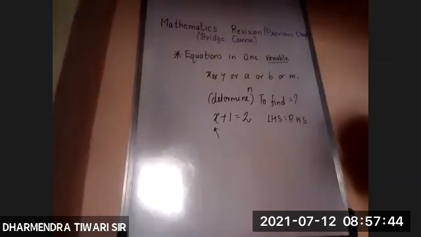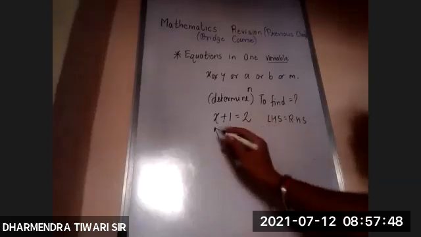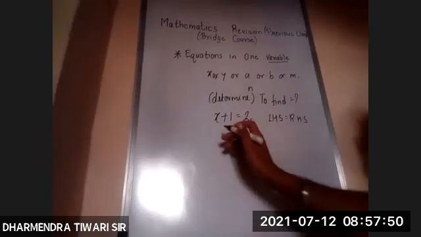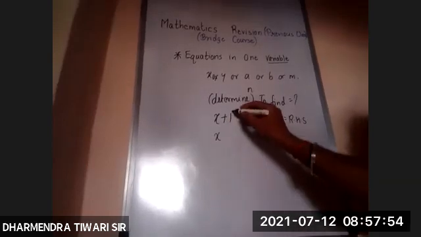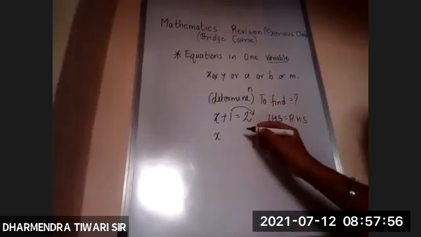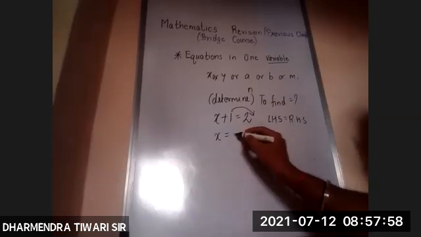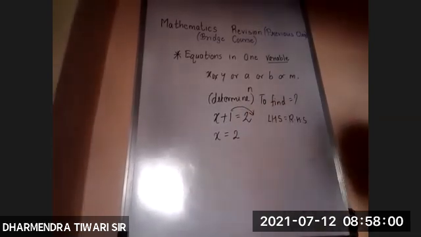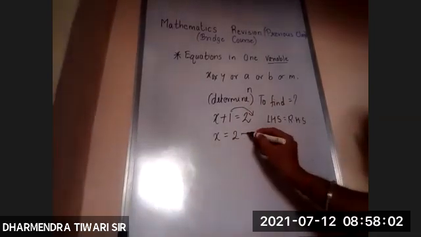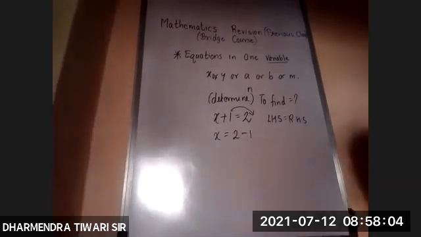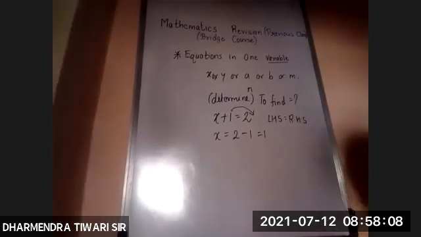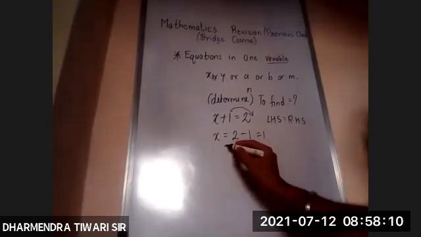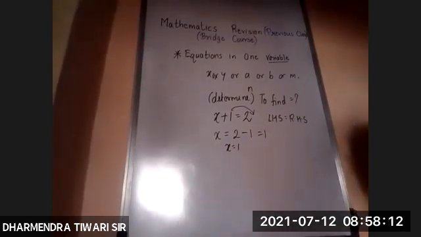So how to get this? What we need to do is keep this x on left hand side, taking this 1 to right hand side. As it was plus 1, it will take a sign of minus 1. So 2 minus 1 is 1, and we got the value of x as 1. This is one way.